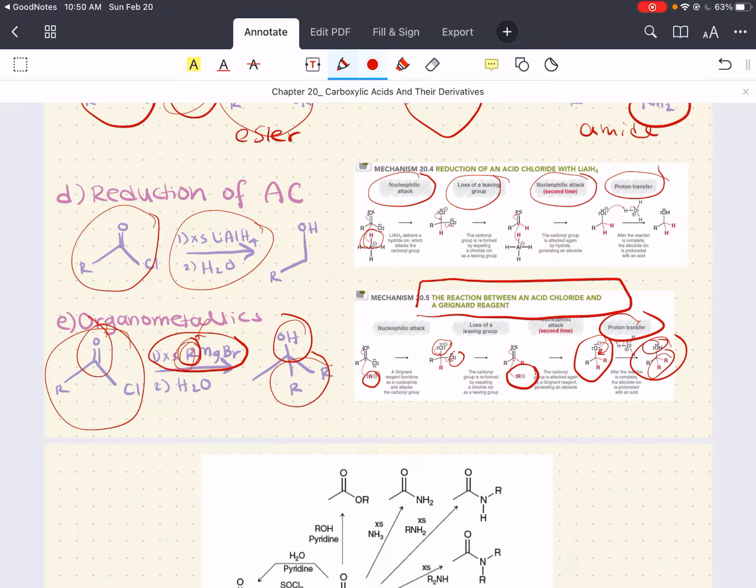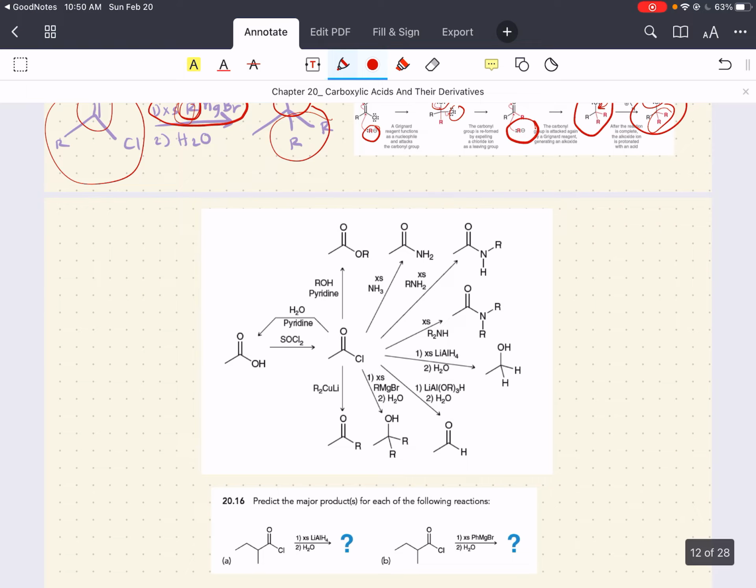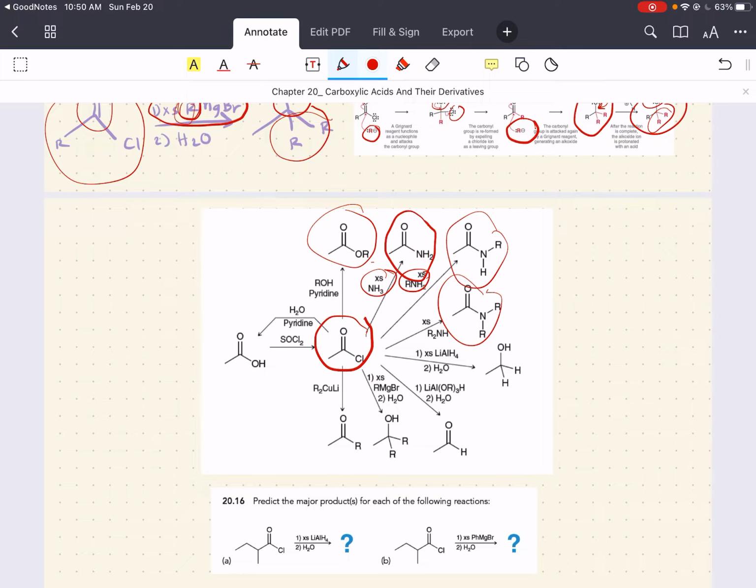So what we have here is a nice summary. All right, you start with your acid chloride. Okay, you can convert it to an ester or an anhydride. You can convert it to amides of different forms. All right, and this is all the reagents you can use to form amides, either primary substituted or secondary.